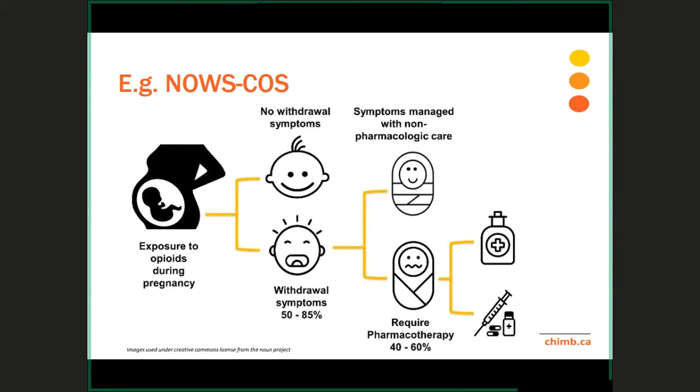Now, not all babies develop withdrawal. Some are managed non-pharmacologically with breastfeeding, rooming in, dim light, lots of cuddling. And some do require pharmacotherapy with either one or multiple medications. So it's a disease that has a lot of variability. We don't know a ton about it. There's almost certainly a genetic component, but we really need more research.